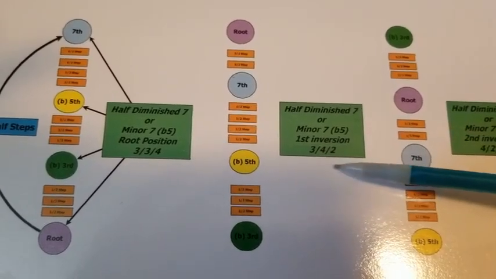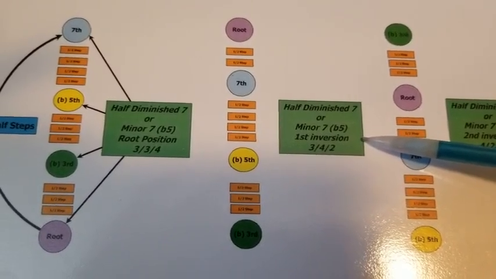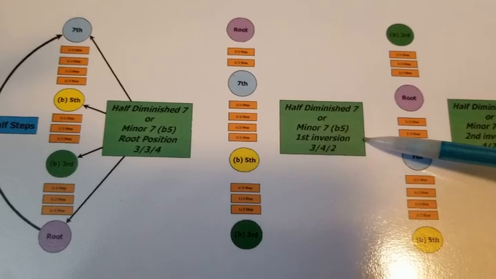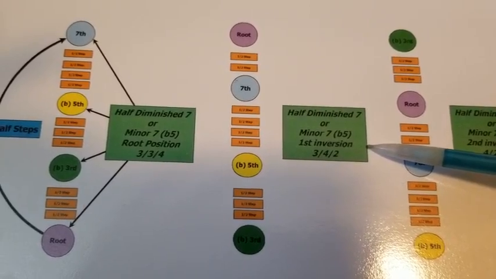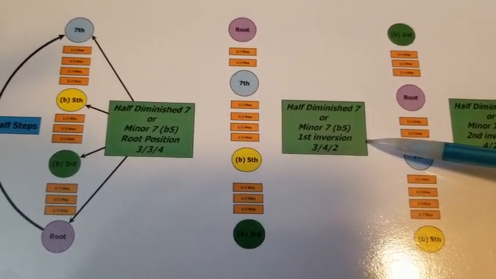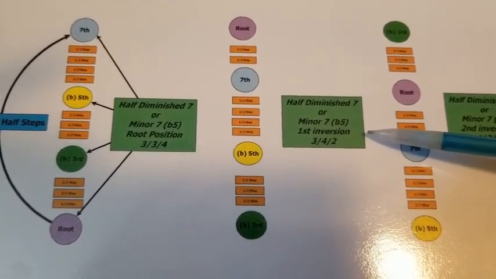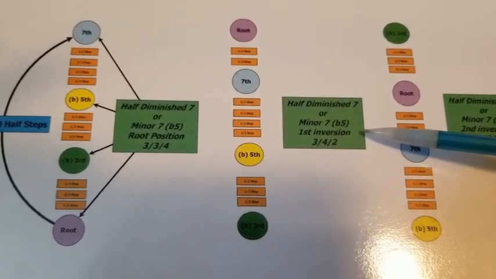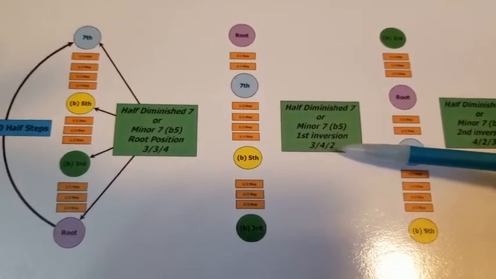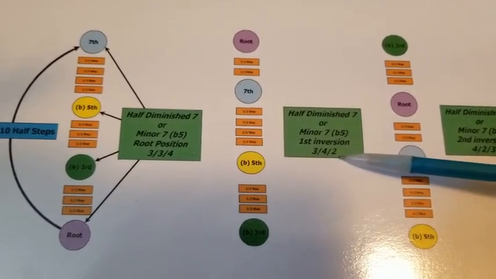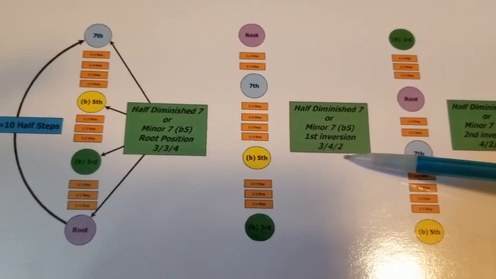You will not see a 3-4-2 on a major 7, I don't believe. Actually, I'm not sure about that. Let's see. 3-4-3-4. It's 3-4-1, right? So major 7 is 3-4-1, and half diminished is going to be 3-4-2. So there is 1 half step difference between this chord in first inversion and the major 7 in first inversion.